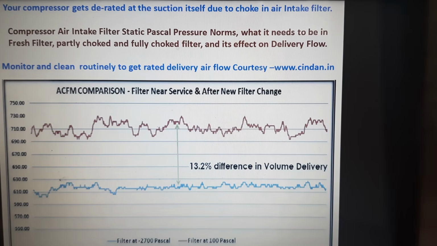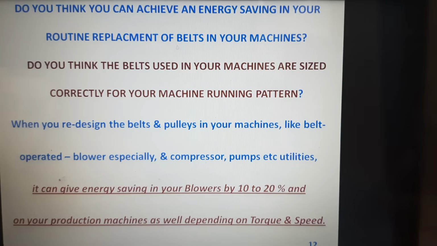If this is allowed to choke to 2700 Pascal, there is a 13% difference in volume delivery; the discharge delivery drastically dropped here. Thanks to the flow metering details, it is definitely worth monitoring and cleaning the air intake routinely. This is a zero cost or a low cost exercise that we can definitely employ.